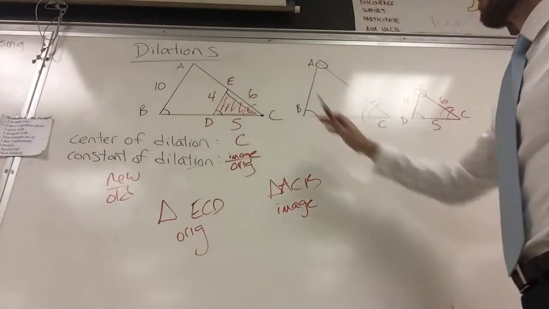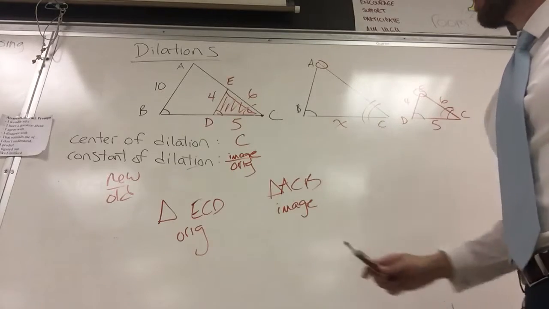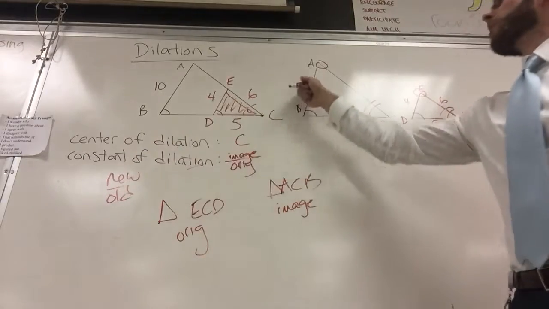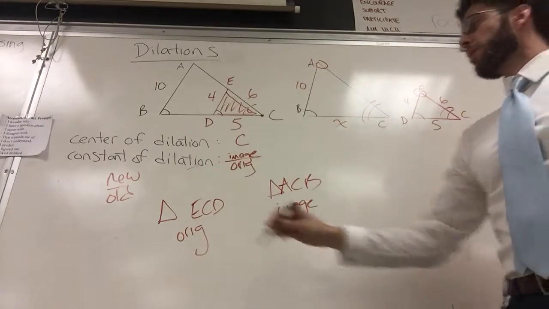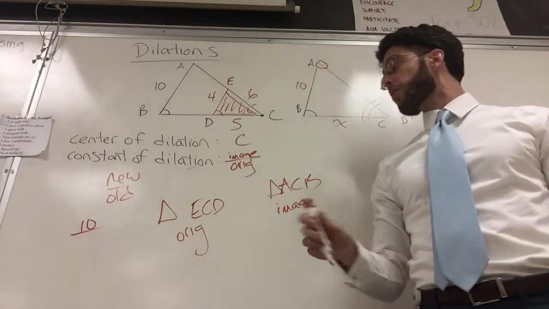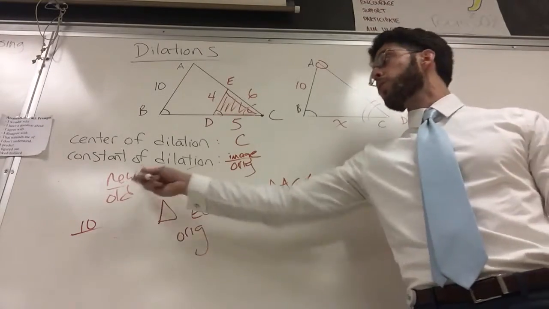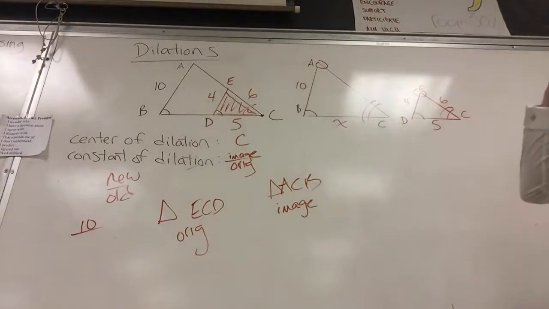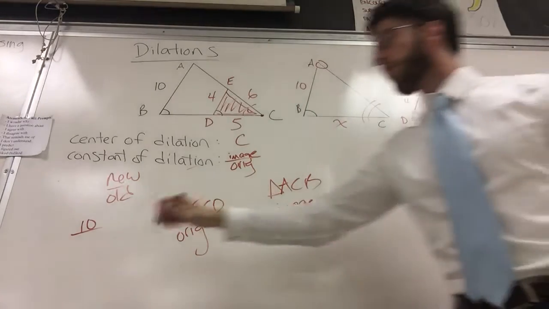Do I have any lengths here? I don't. Oh wait a minute, look at this. I've got a 10. Let me put that here. So I'm going to say 10 over, give me the length of the original now, or the old. So the original was the small one, here, the brown one. Let's see, I could just put it over 5, right?